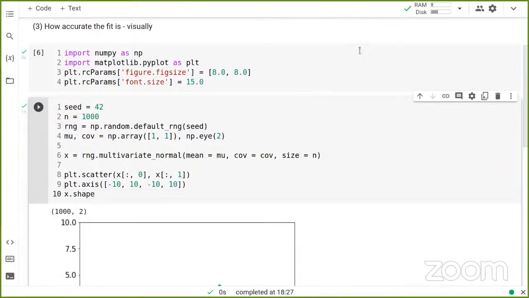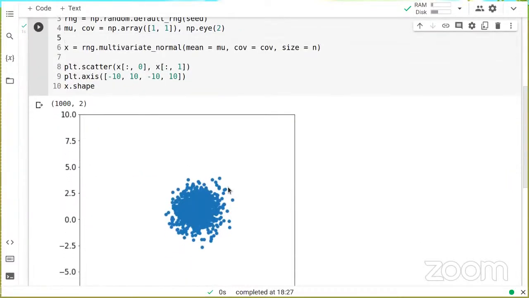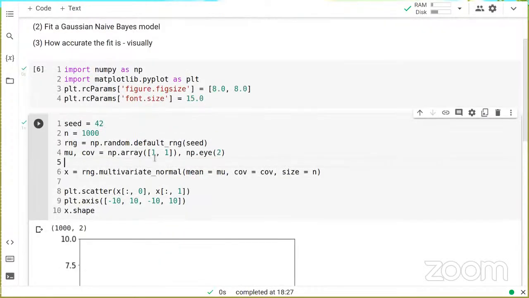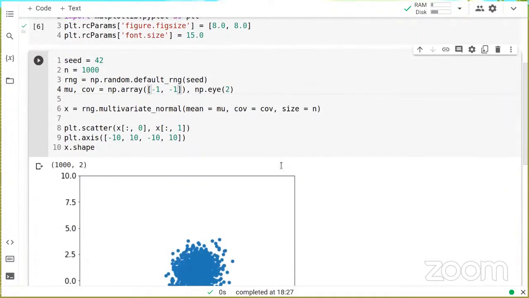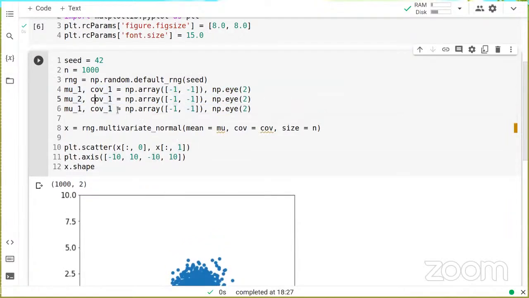Okay. So what we are going to try out is a 3-class classification problem, right? Multi-class. So let's not be too ambitious; we'll stick to just 3 classes. So one class is this, right? So let me change this to -1 comma -1, centered at -1 comma -1. So I will call this mu1, covariance 1. Likewise, I'll have mu2 and covariance 2, mu3 and covariance 3.